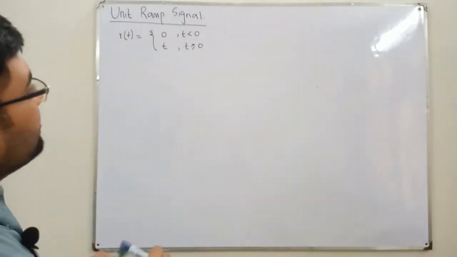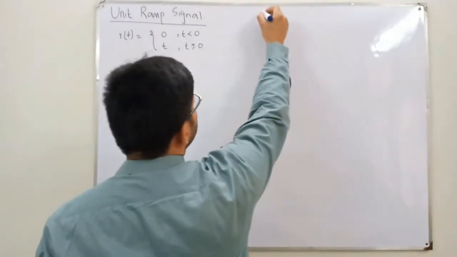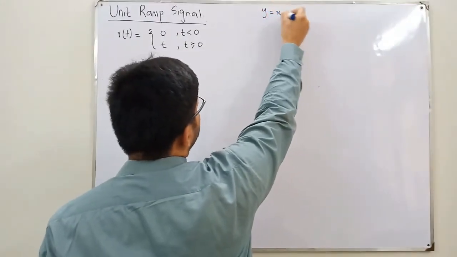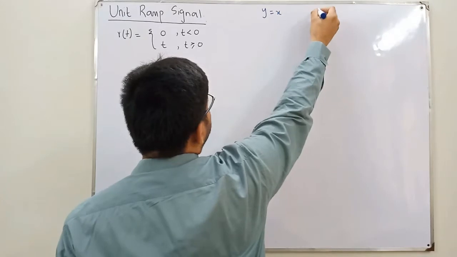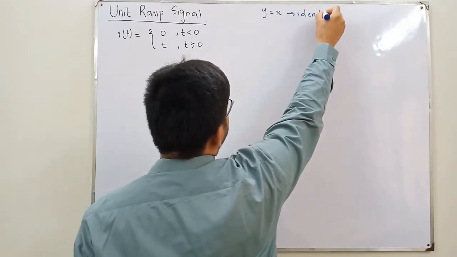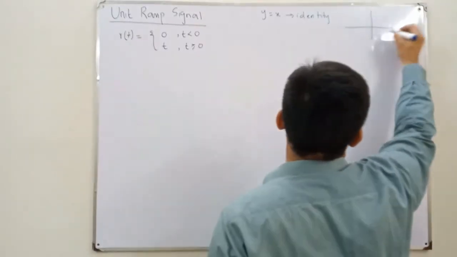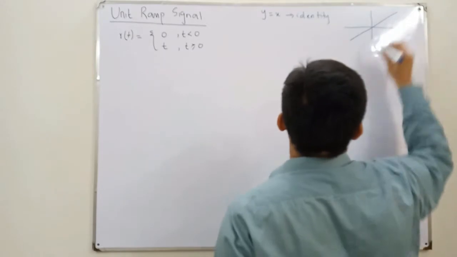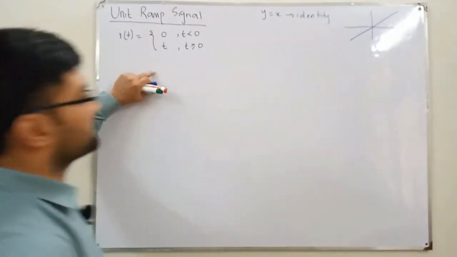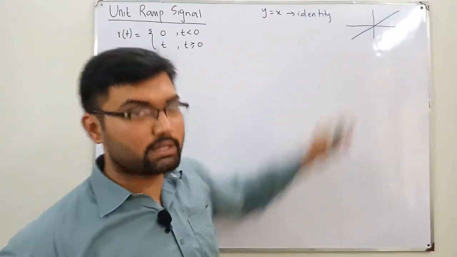You know y is equal to x. The graph y is equal to x is what? This is an identity function, right? And the graph of the identity function lies in the first and the third quadrant like this. So similar is the case for this function, but this does not exist for the negative values of t as this exists.